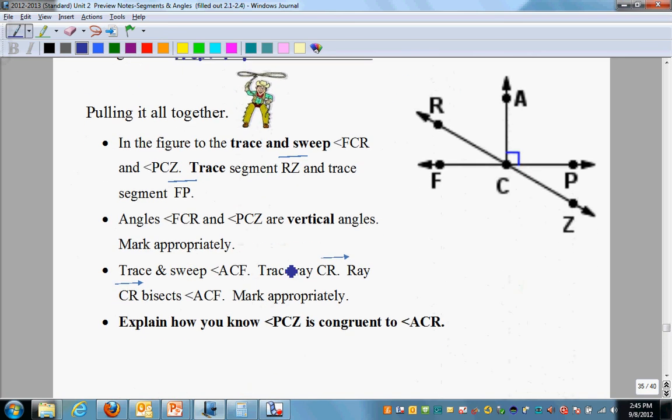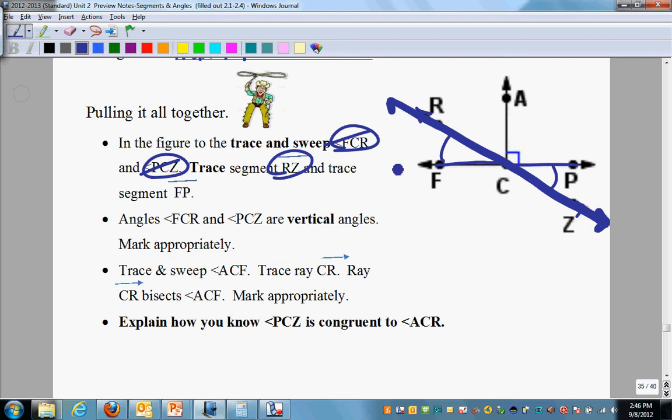Let's see how we can wrap this up here. We're going to pull this all together with something called an explanation. So step number 1, follow with me. I'm going to read and then we're going to mark this step by step. It says, in the figure to the right, trace and sweep angle FCR and PCZ. Trace segment RZ and trace segment FP. So FCR, trace and sweep, and PCZ, trace and sweep. Says trace segment RZ, so I trace it, and then trace segment FP.